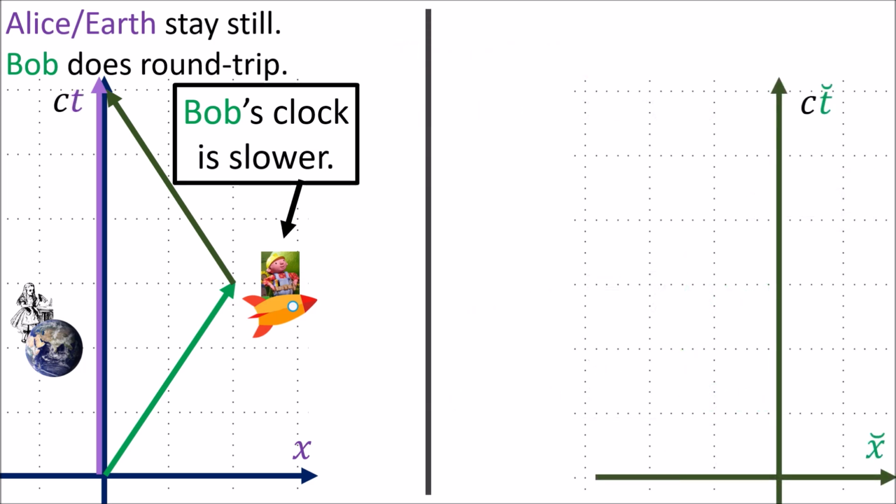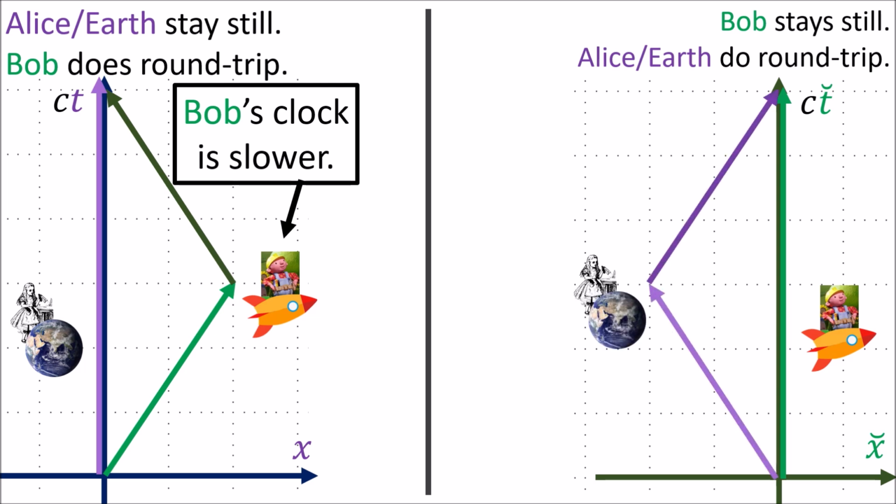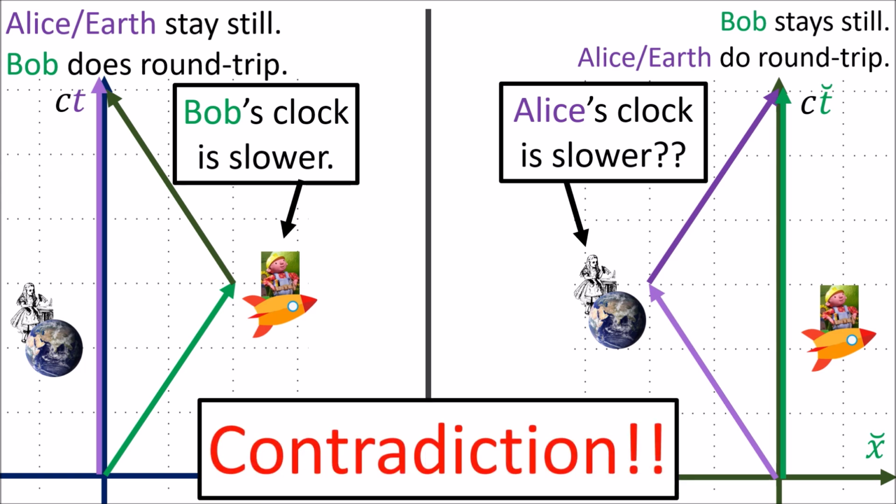The argument continues that in special relativity, since everything is relative, all frames of reference are equally valid. Therefore, we can also view this situation as Bob's rocket being stationary, and Alice and the Earth going on a round trip relative to Bob. In this case, Alice's moving clock ticks more slowly than Bob's clock, and when they compare clocks, Alice's clock will have counted less time than Bob's clock. The argument goes that this is a contradiction that disproves special relativity.